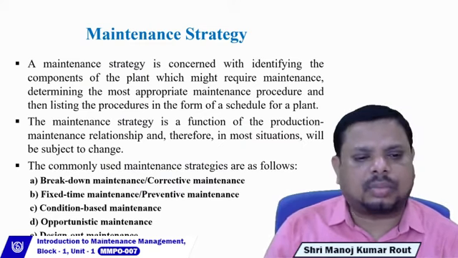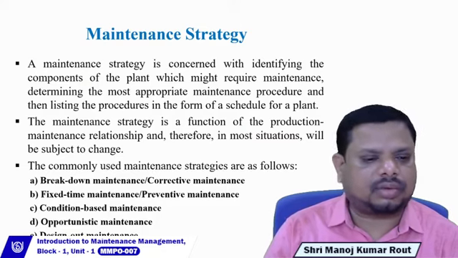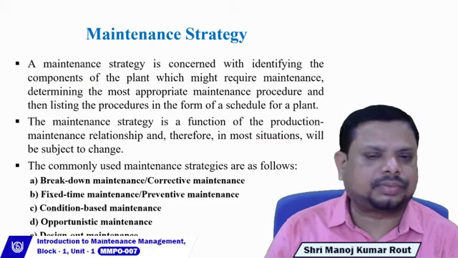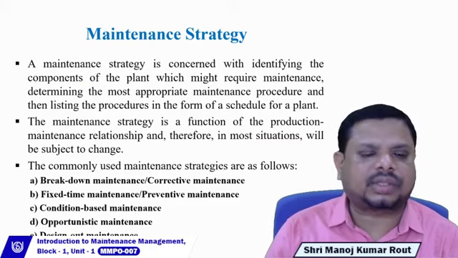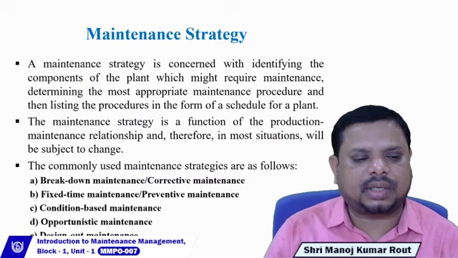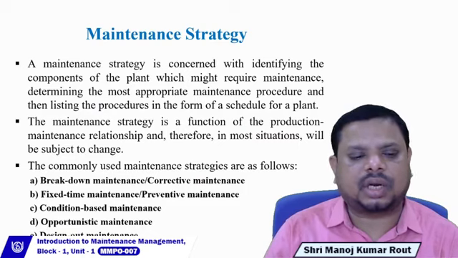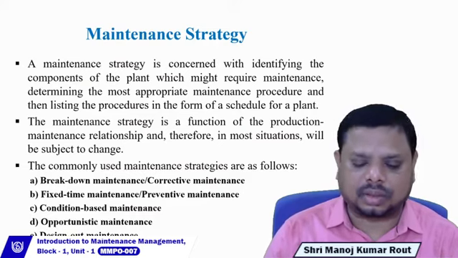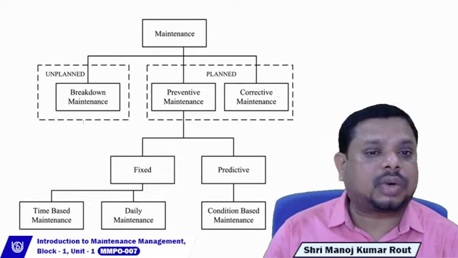Here are the commonly used maintenance strategies. The first one is breakdown maintenance, which is known as corrective maintenance. The next is fixed time maintenance or preventive maintenance. The next one is condition based maintenance, which is shortly known as CBM. The next is opportunistic maintenance, and the last one is design out maintenance. We'll discuss them one by one, starting from breakdown maintenance to design out maintenance. Moving to the first one.